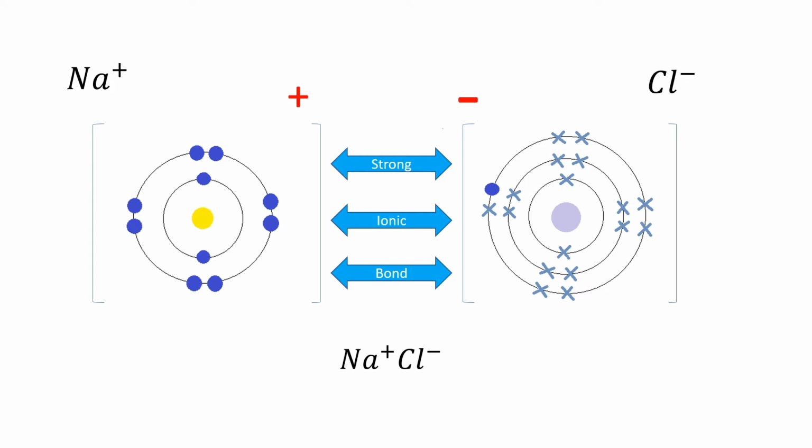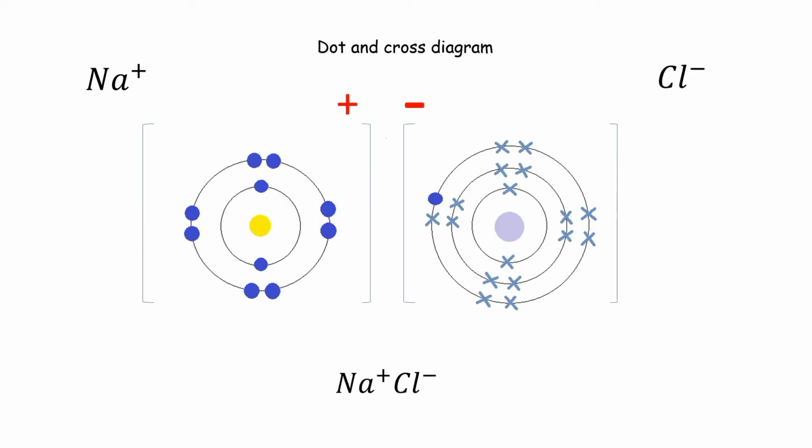So the way we have drawn our compound here is called the dot and cross diagram, and this is usually how you're asked to draw in your CIE exams.